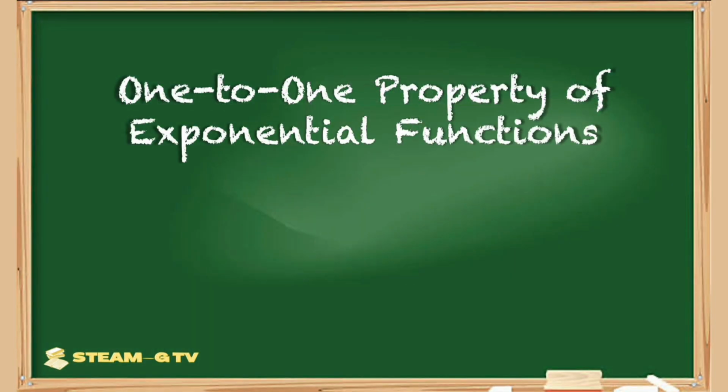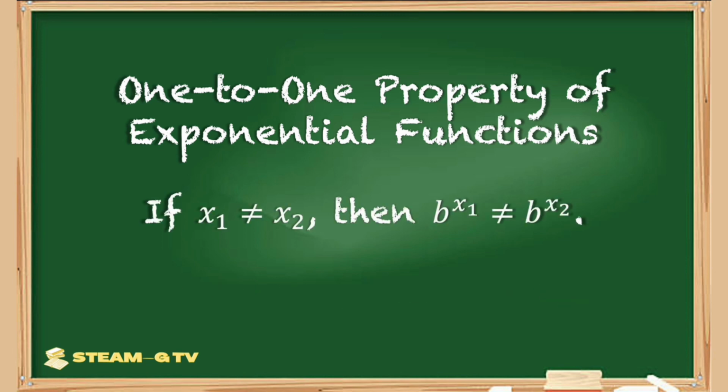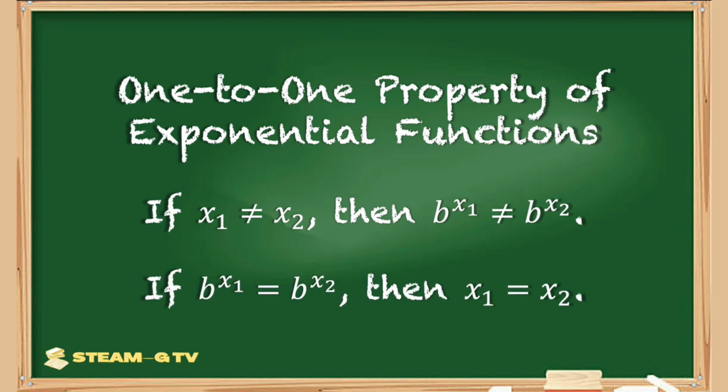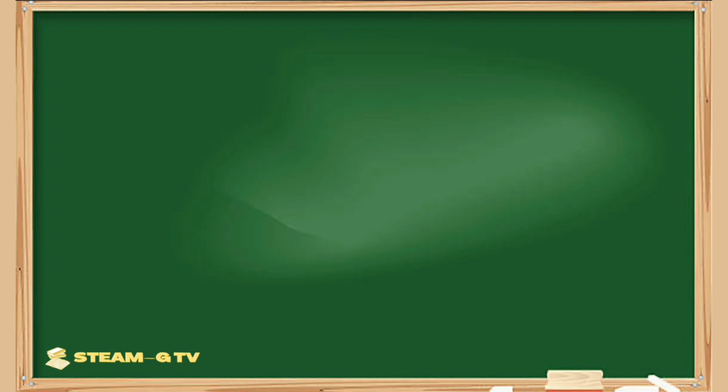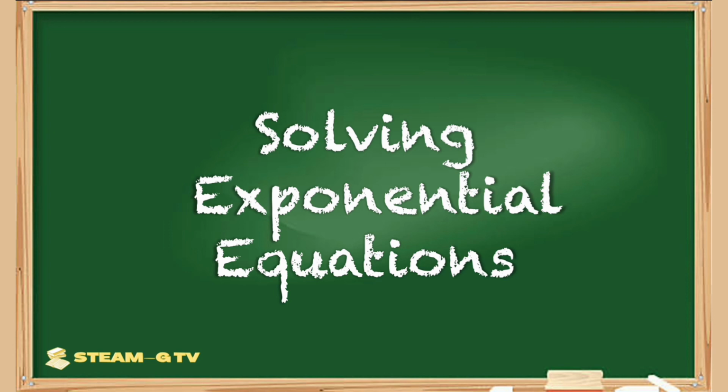And lastly, we have the one-to-one property. If x sub 1 is not equal to x sub 2, then b raised to x sub 1 is not equal to b raised to x sub 2. And if b raised to x sub 1 is equal to b raised to x sub 2, then x sub 1 is equal to x sub 2. Since you already know the laws of exponents and the one-to-one property, let's try to apply what you have learned by solving the following equations.